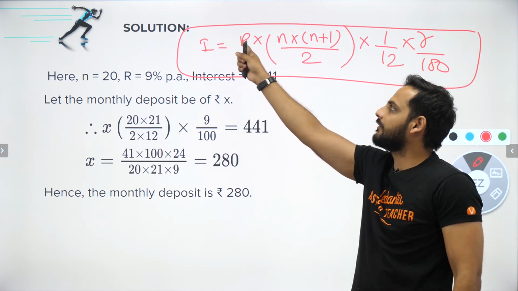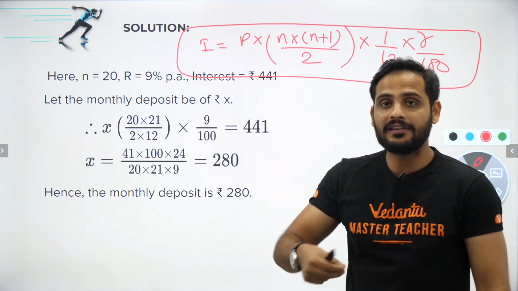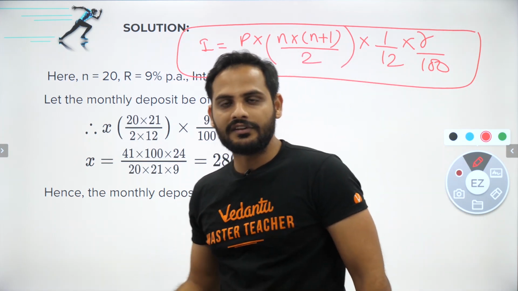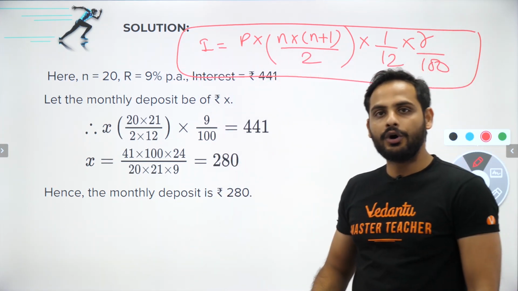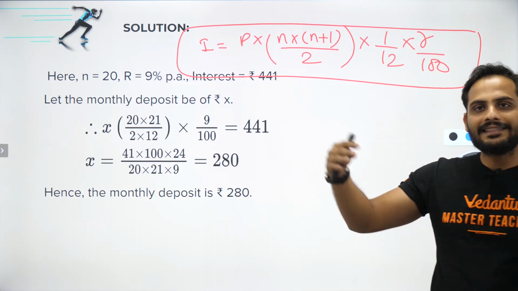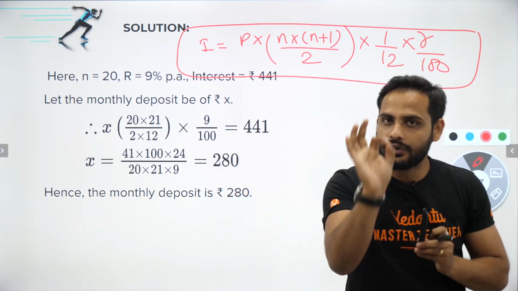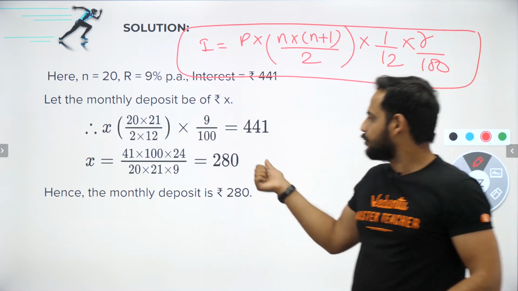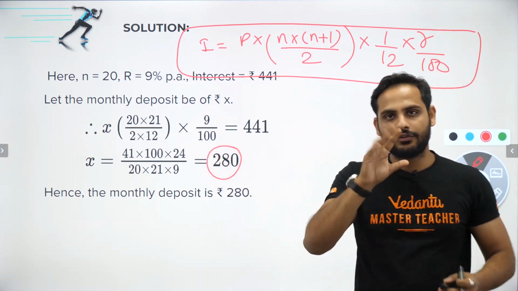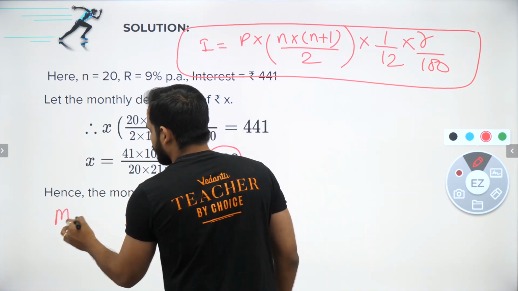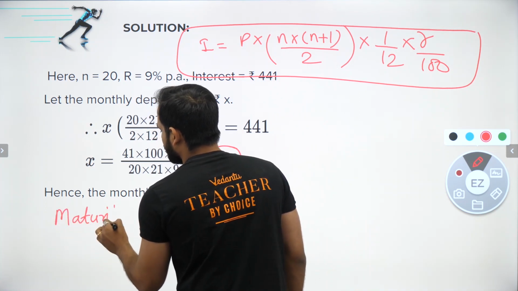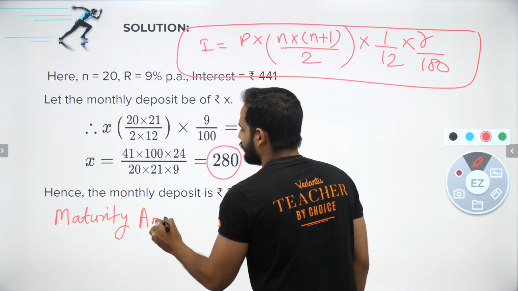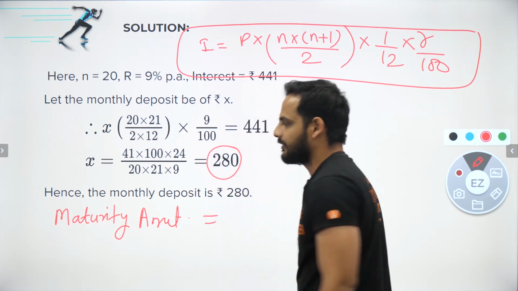So here interest was given, so P is equal to what? 280. That means every month she is depositing rupees 280 for the coming 20 months. So at the end, only her interest is 441. So the final amount will be what, bachon? Sometimes they will say final amount or the maturity amount, that is, when the scheme gets matured, so what will the final amount or the maturity amount be?